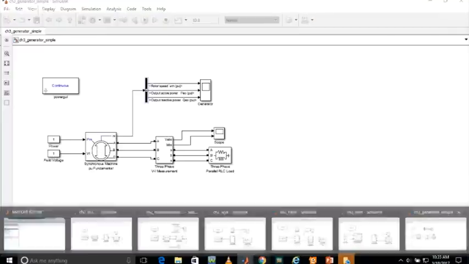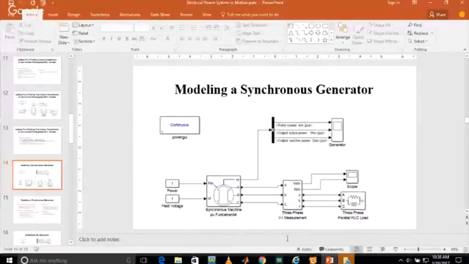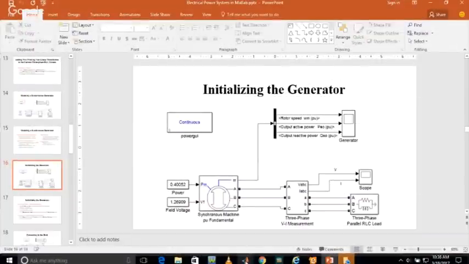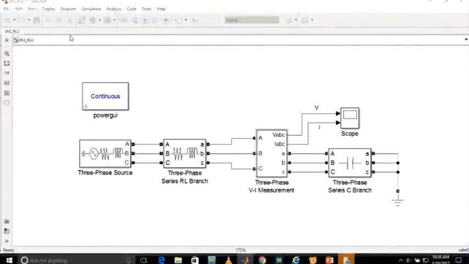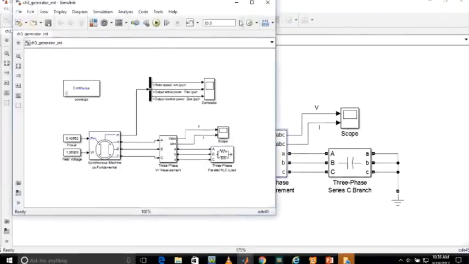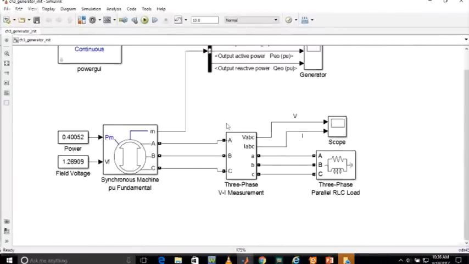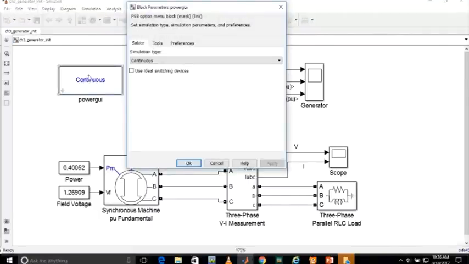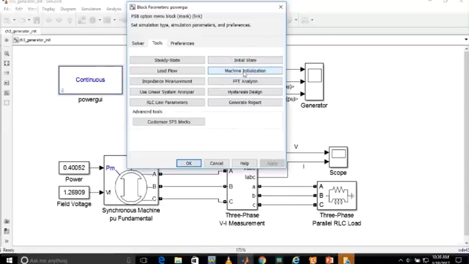So in our next slide, we are going to initialize our generator. This is only a single machine system right now, because we have Synchronous Machine PU Fundamental. This is a generator system in which we are going to initialize the parameters of the synchronous generator. So what we do, we go to the continuous Power GUI, go to Tools, and go for machine initialization.